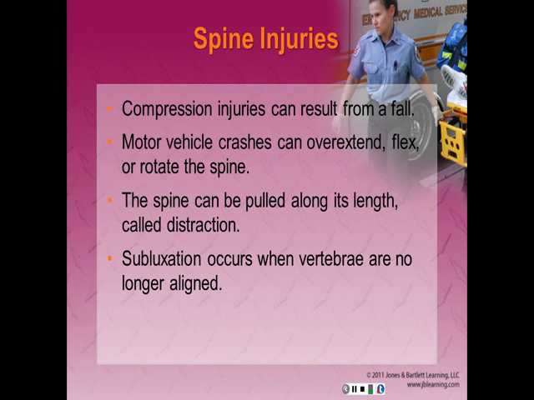Subluxation of the spine occurs when the vertebrae are no longer aligned. This type of injury pattern can occur with a hyperextension mechanism or can be caused by a fracture or dislocation. Some common findings include pain and tenderness on palpation of the region, and subluxation is a dangerous injury and can evolve into a full debilitating spinal cord injury.